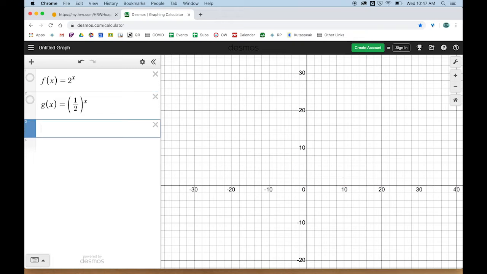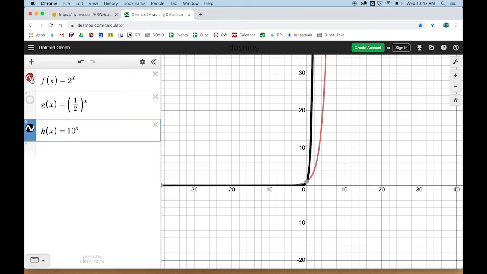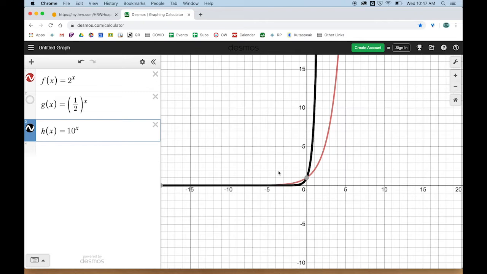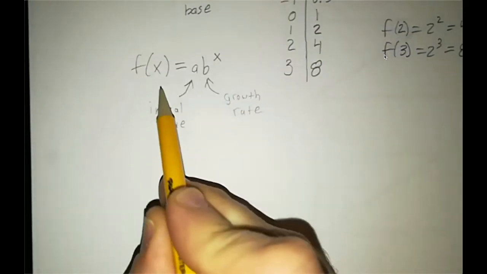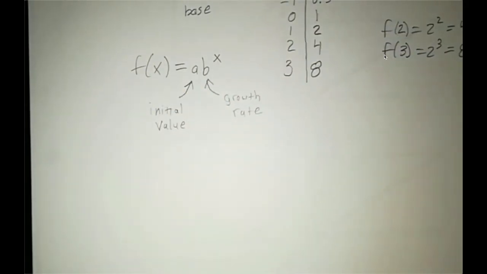Let's go ahead and throw another one in there. Let's do a larger base, like 10 to the x, and compare that to 2 to the x. You can see that makes sense: the one with the higher base increases more quickly. There's a little bit of funkiness here in the negatives, but overall, when we're looking at positive inputs, you can see that 10 to the x definitely increases much more quickly.